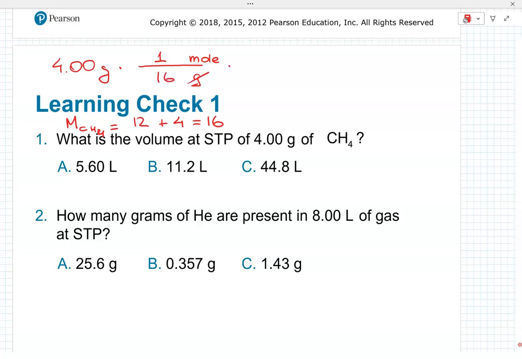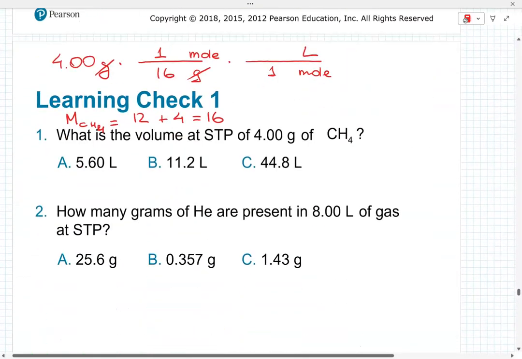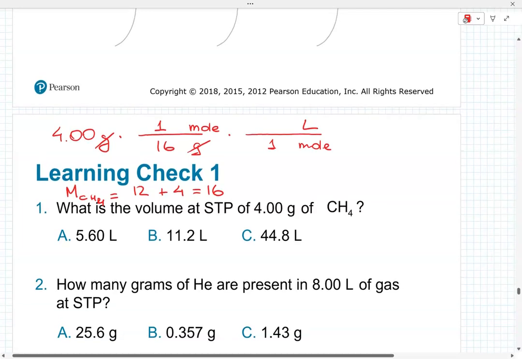And then you need to do another conversion factor. You need to go from moles to liters. What is the volume that 1 mole of a gas occupies at those standard conditions? 22.4.